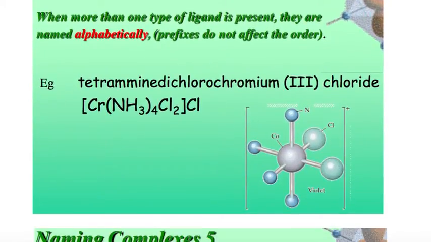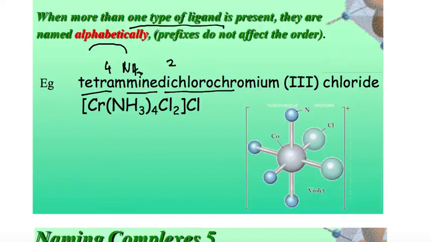Next step, if there is more than one type of ligand, then you go alphabetically. For example, if you have a chlorine and bromine, obviously bromine would come first. So in this case, we have tetraamminedichlorochromium. Tetra is 4, ammine obviously refers to NH3, and di is obviously 2, chloro in this case refers to Cl. So as you can see, there are 2 Cl here, and there are 4 ammine here in the complex ion.